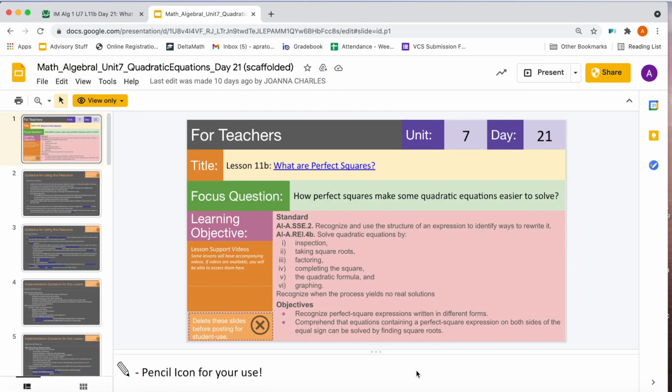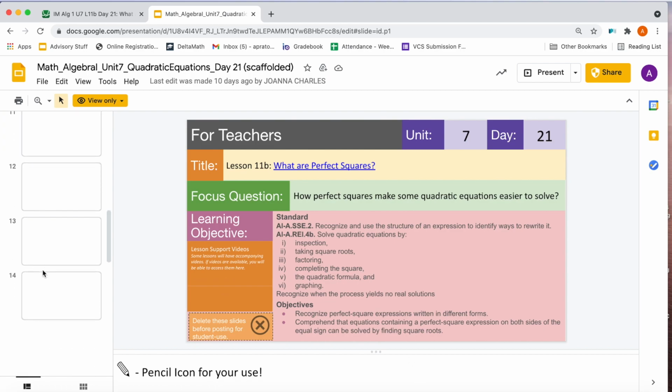In this video, I'm going to talk about how you can facilitate the summary conversation for Unit 7, Day 21, Lesson 11b, What are perfect squares? The focus question of this lesson is how do perfect squares make some quadratic equations easier to solve?